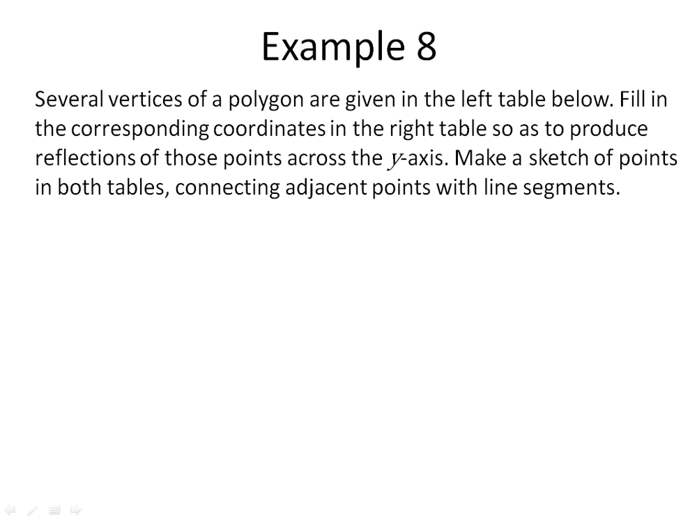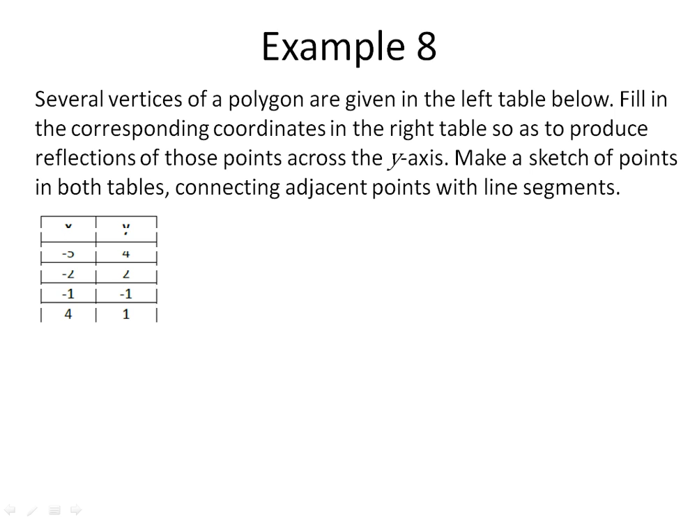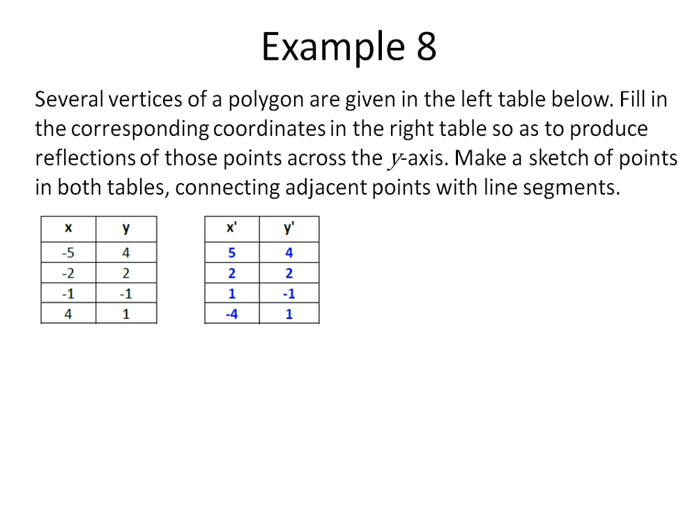Okay, example 8. Once again, they give us several vertices of a polygon. They want us to do exactly the same thing, except this time they want us to reflect across the y-axis. So this means we change the sign of the x's. So -5, 4 will become +5, 4. So we have +5, 4, +2, 2, +1, -1, and +4, 1. When we do that, this is what we get.